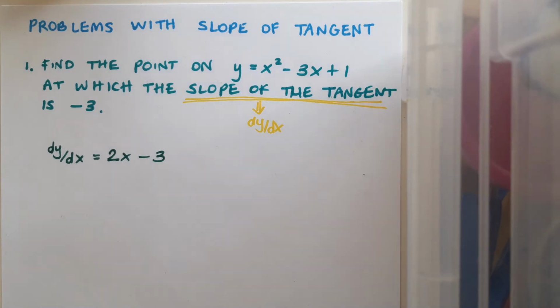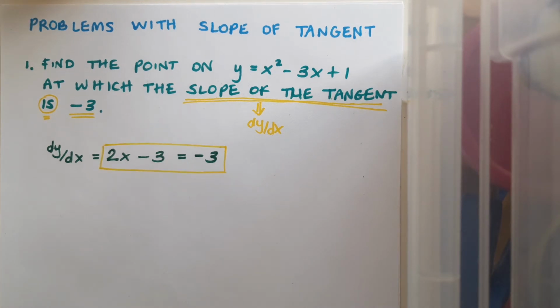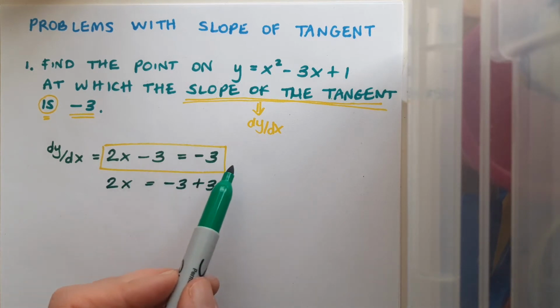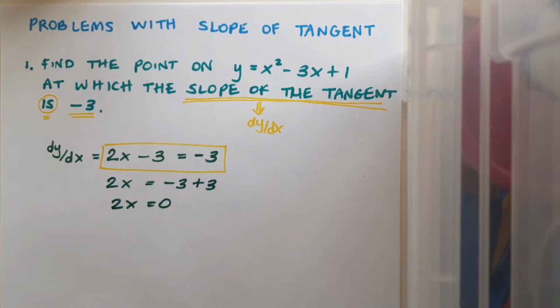Now we're told the slope of the tangent is minus 3. So that means dy dx equals minus 3. So I let 2x minus 3 equal to minus 3. And now I have an equation that I can solve. So I bring the minus 3 across, and it becomes a plus 3. That gives 2x equals 0. And dividing by 2, of course, x is still 0.